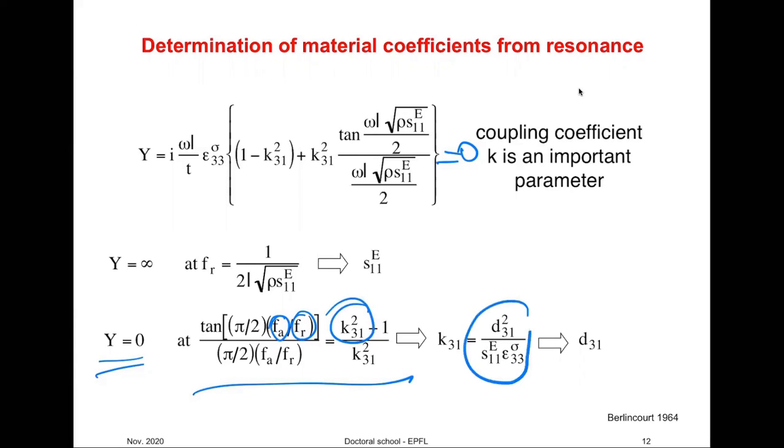Now, once we know the coupling coefficient, we know S11. If we know capacitance, we can calculate permittivity. We calculate this from this equation here, then we can determine d31. And actually the determination of, for example, elastic constants from the resonance is one of the most accurate ways to calculate elastic constants and these other coefficients. You still have to be very careful how to do that, for example, which value of the permittivity you take, and so on.